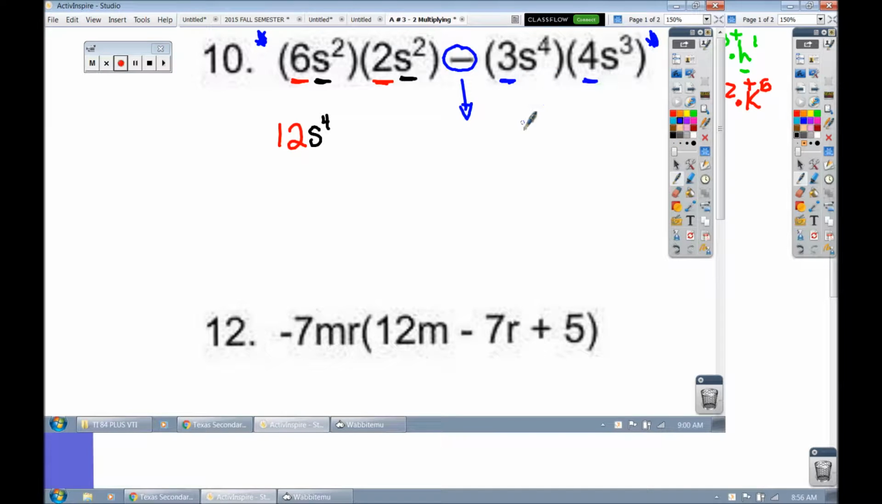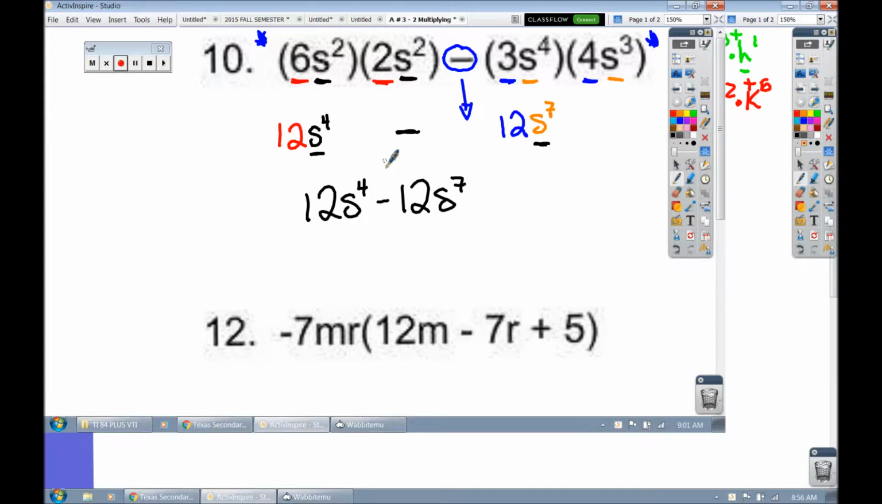Start with your numbers. 3 times 4 is 12. Then let's look here, s to the 4th times s to the 3rd. 4 plus 3 is going to give me s to the 7th. Bring down your subtract sign. So the question is, can I subtract s to the 4th with s to the 7th? No, they have to be the same term. s to the 4s can only be subtracted with s to the 4s. I cannot combine these. These are two different terms. And so my answer cannot be simplified.